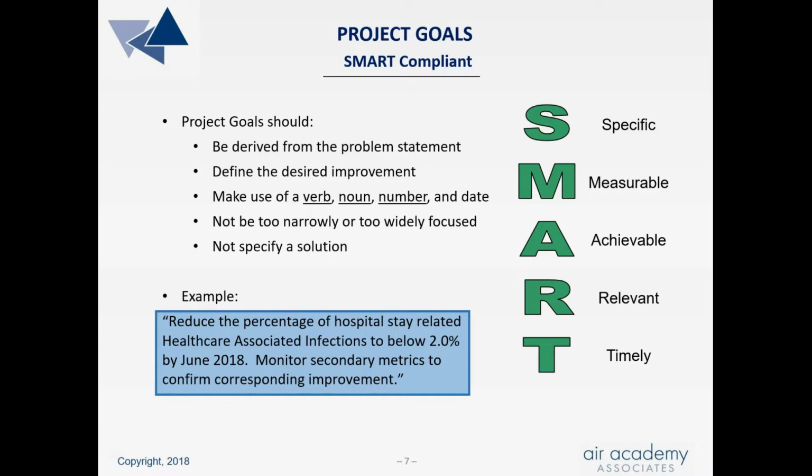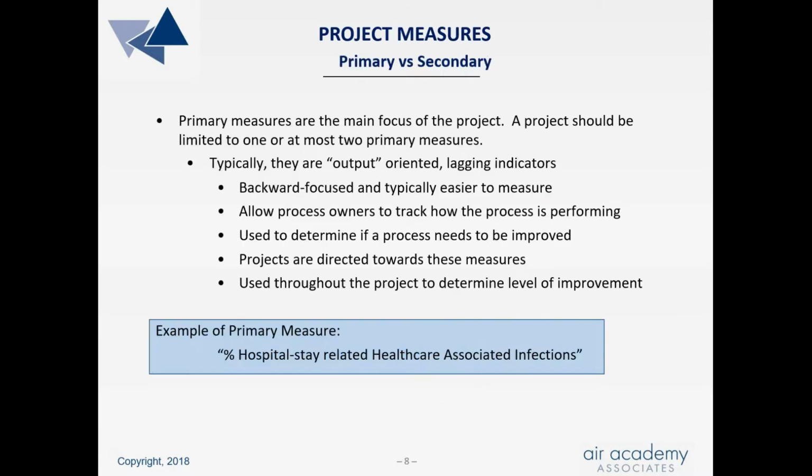The example we started with: reduce the percentage of hospital stay-related healthcare associated infections to below 2% by June 2018. Monitor secondary metrics to confirm corresponding improvement. Notice this goal: specific, measurable, achievable, relevant, and timely.